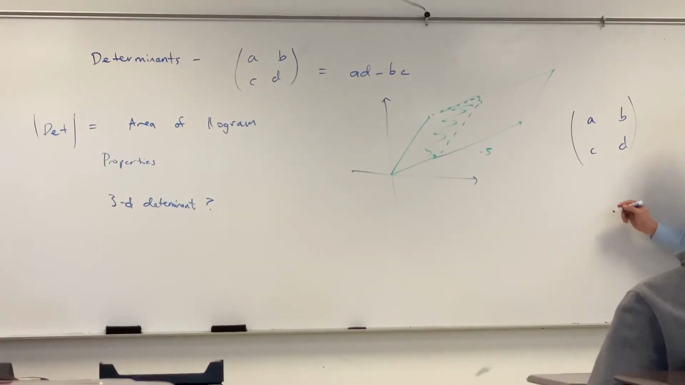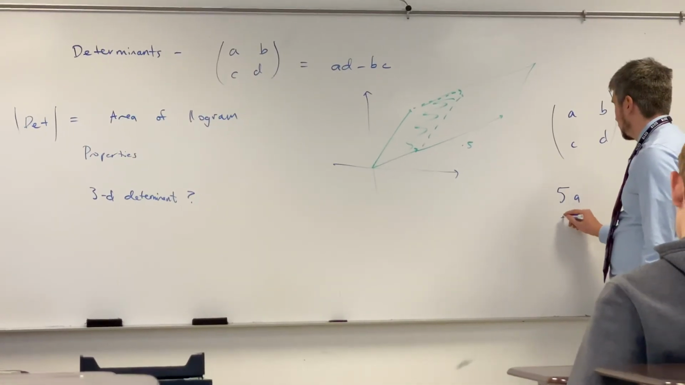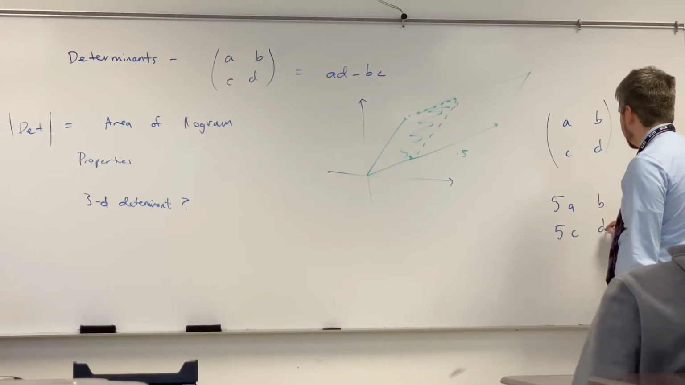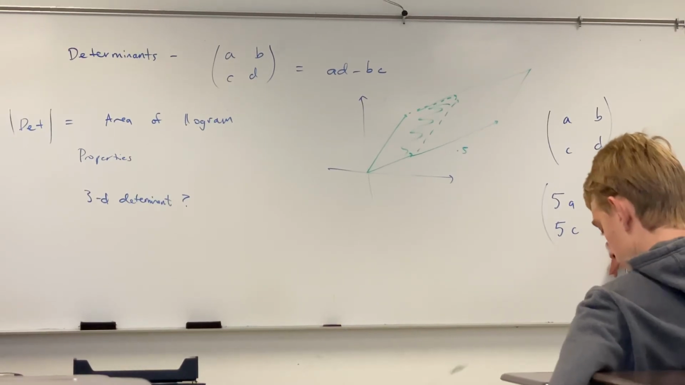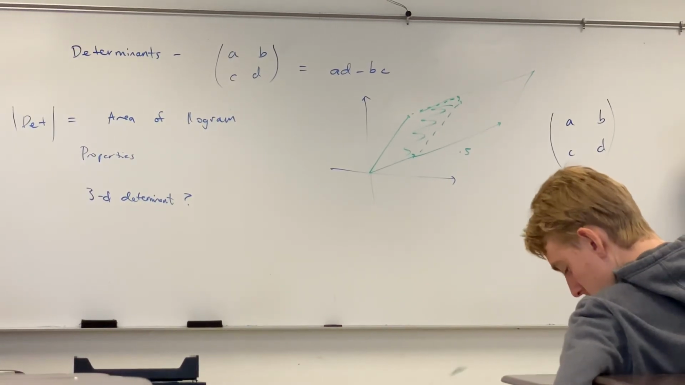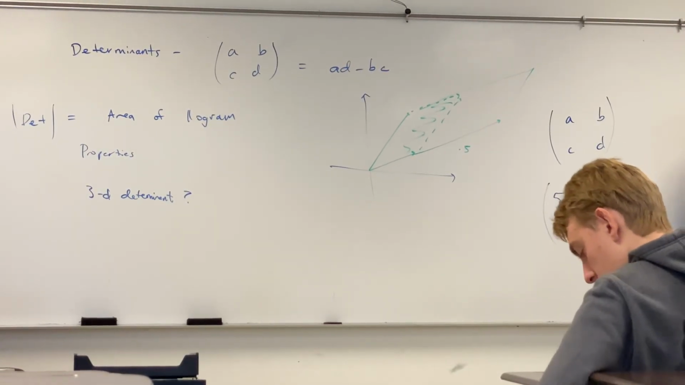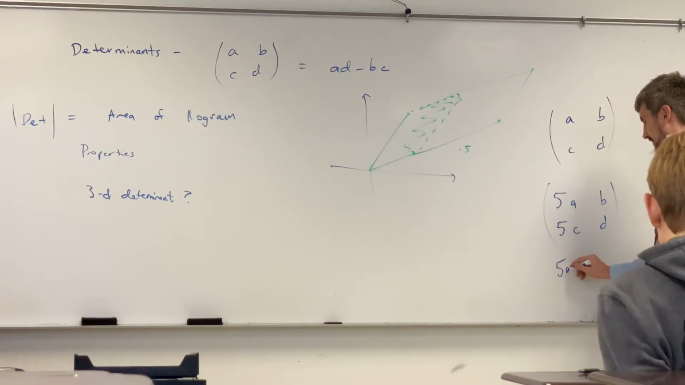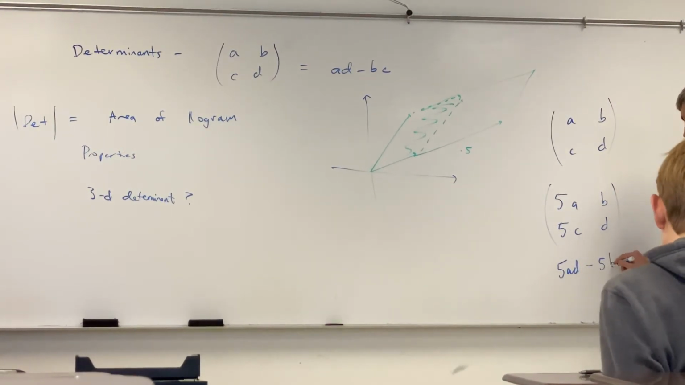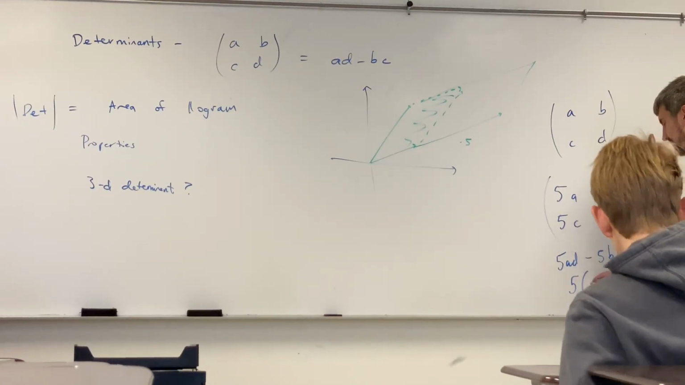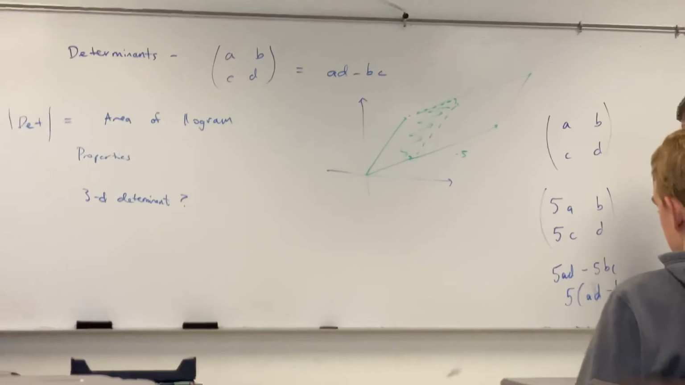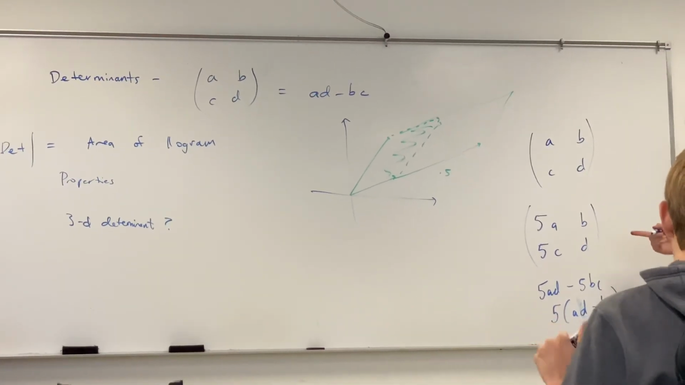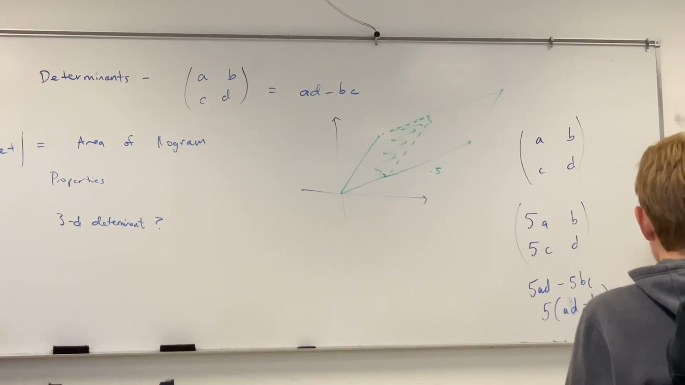Should get 5 times bigger. What's the determinant of this thing? Can we factor out the 5? Is it 5 times the original one? I hope so. Does it matter if it's 5?